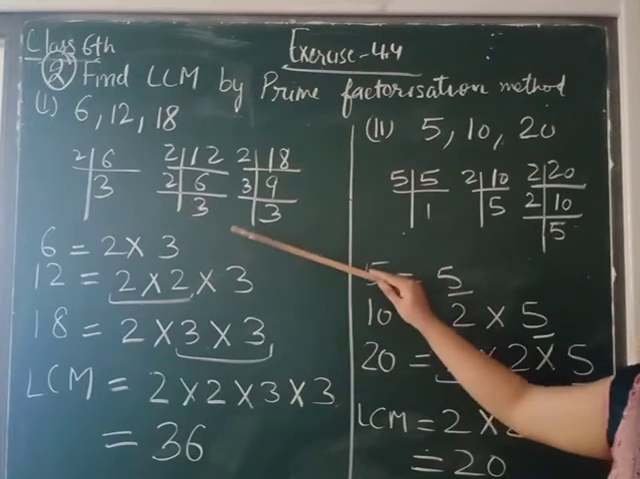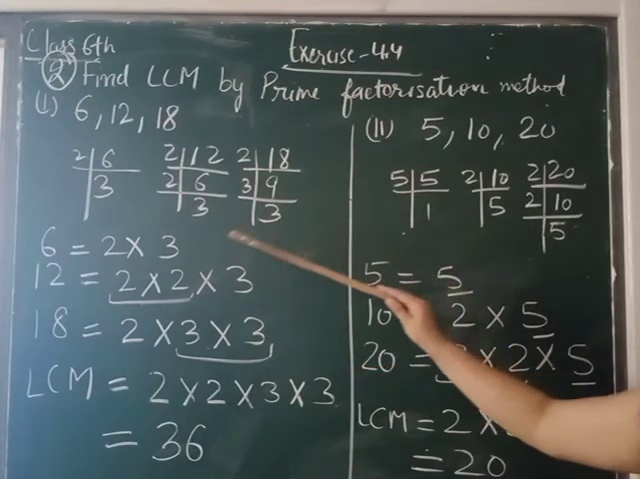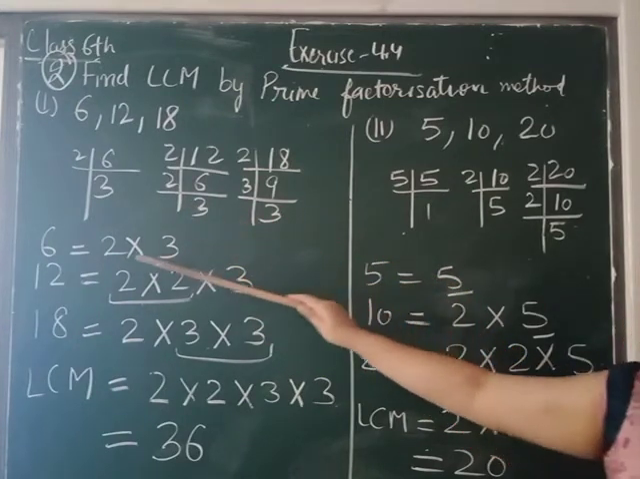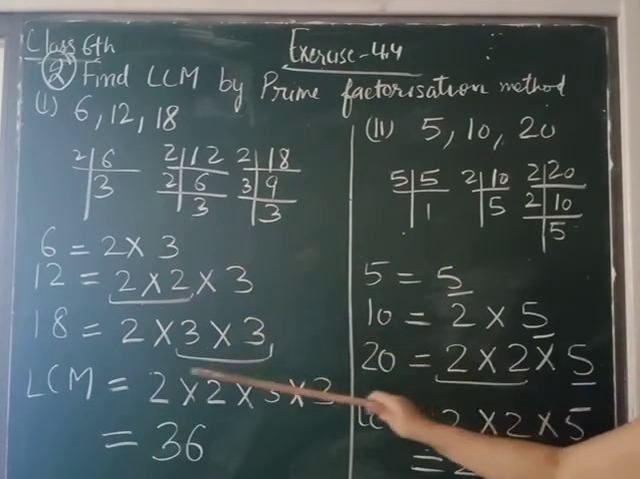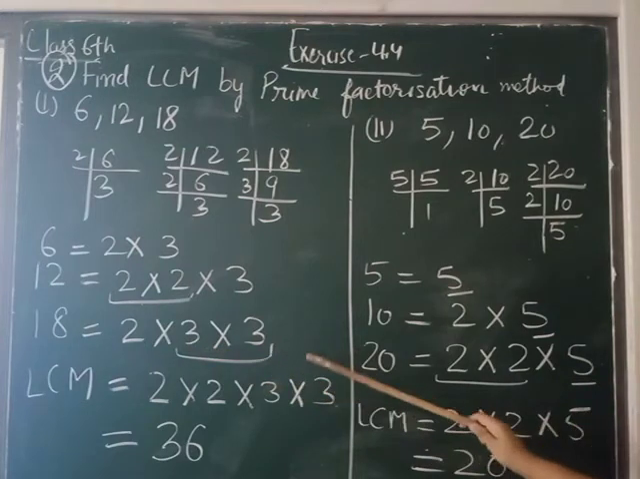Next, write in this form. After doing this, write the factors in this form. 6 is equal to 2 multiply 3. 12 is equal to 2 multiply 2 multiply 3. 18 is equal to 2 multiply 3 multiply 3.